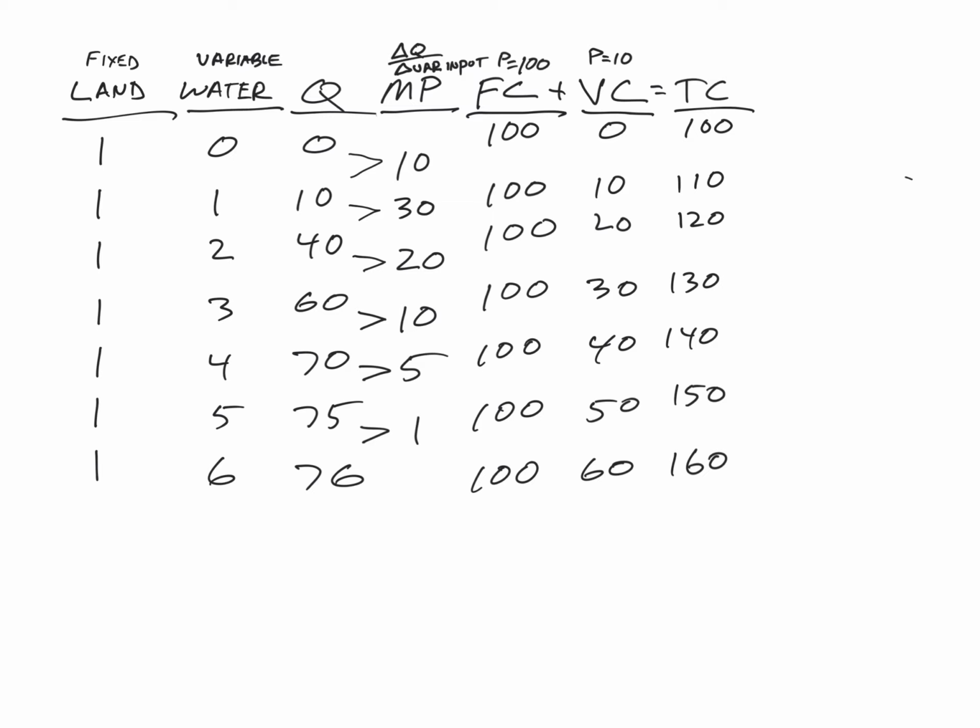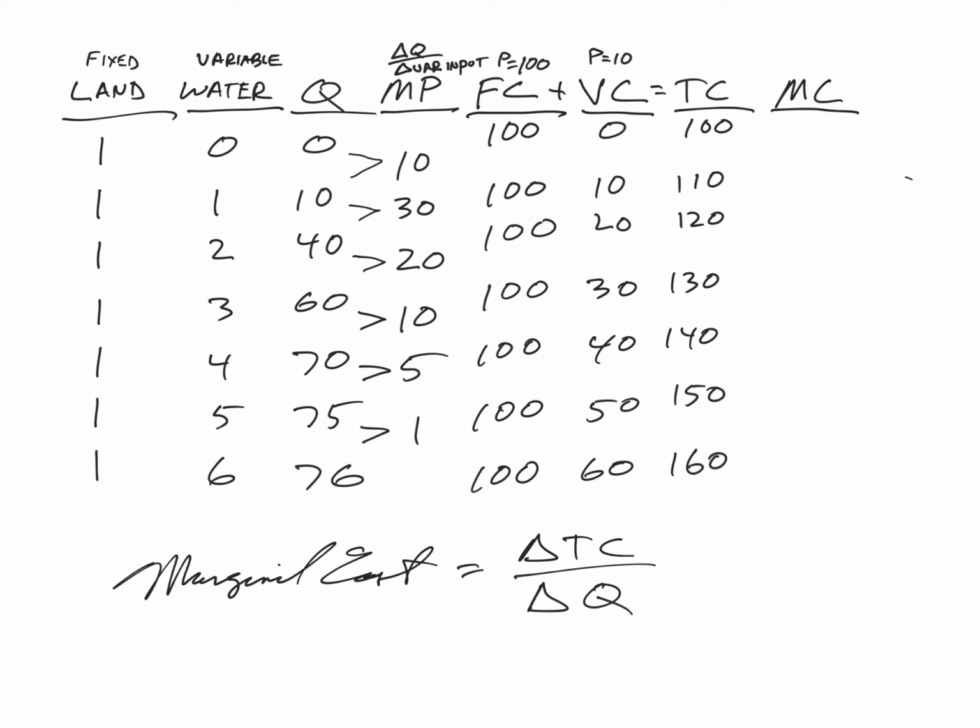Now that takes us to something that is called marginal cost. We do a lot of economic analysis at the margin. Just as marginal product was a big deal, marginal cost is going to be a big deal here. Marginal cost is the change in total cost divided by the change in output. So let's take a look.